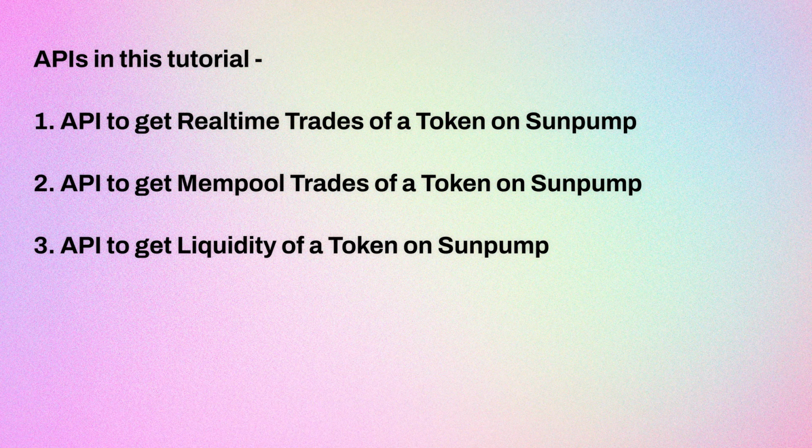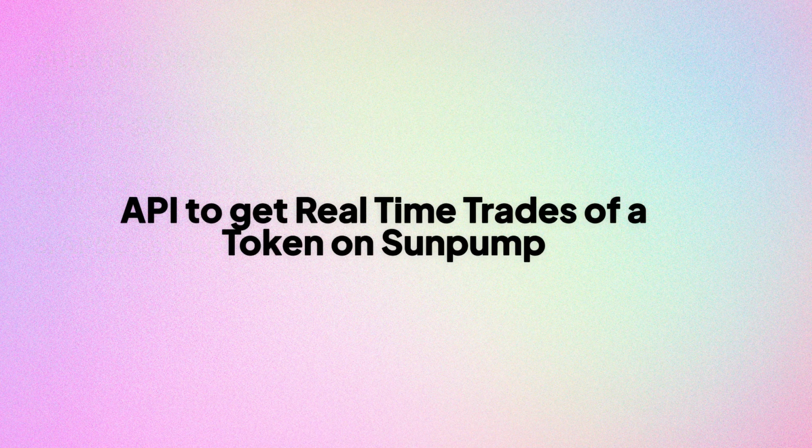First API is to get latest trades of a specific token on Sunpump. Second API is to get mempool trades of a specific token. Third API will get you all the trading pairs and their virtual liquidity on Sunpump address. Let's start with the first API to get latest trades of a specific token on Sunpump.